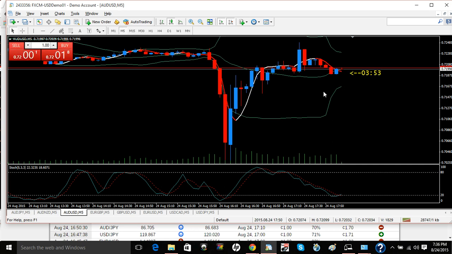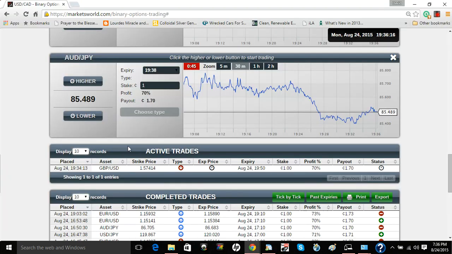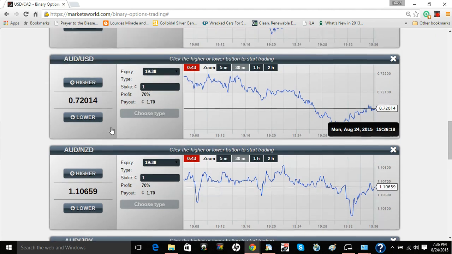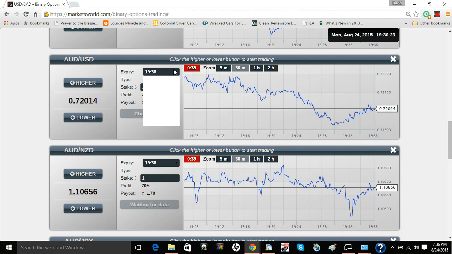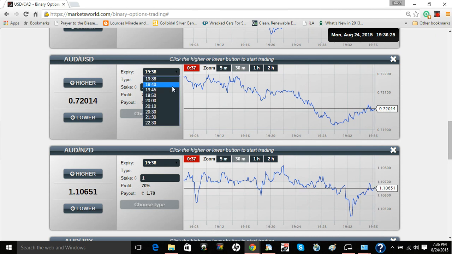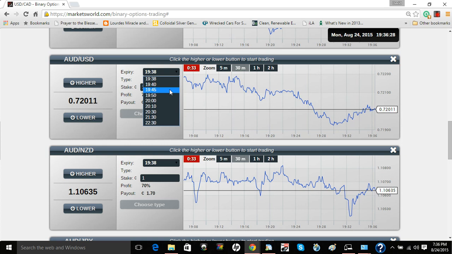AUD USD, I think I'll go ahead and place a trade on AUD USD for 15 minutes. It's 1936 right now, and I'm going to go to 1945.